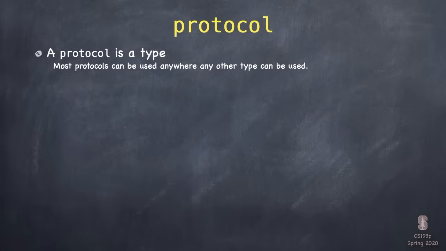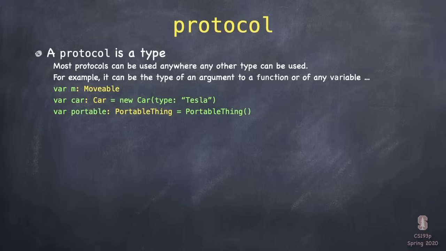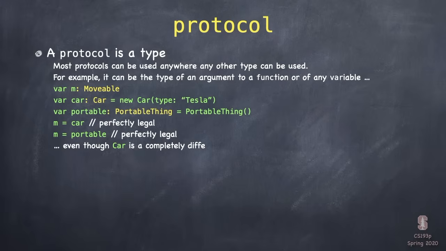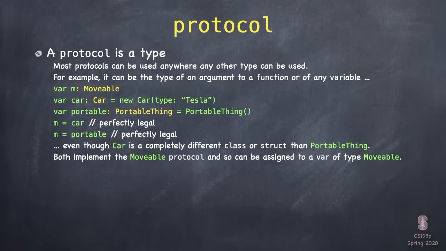Now a protocol is a type. That means that most protocols can be used in most circumstances where you have a type. For example, I can have a variable m of type Movable. That's the type of m. It's of type Movable. And what does that mean? Well, if I had another couple of vars like car and portable, which are of type Car and type PortableThing, then I can say m equals car or m equals portable.